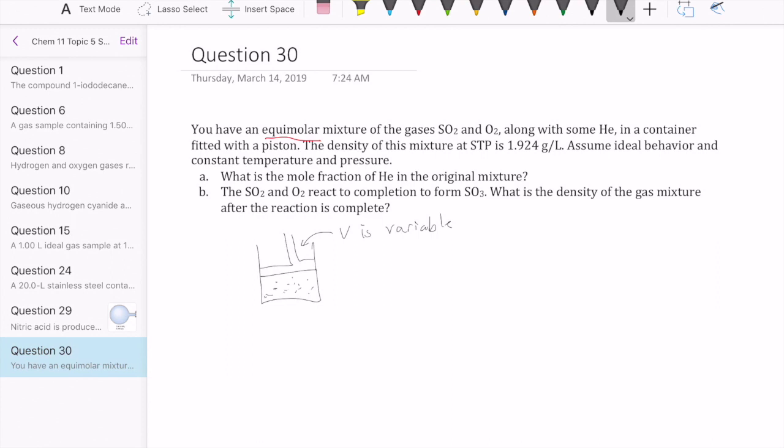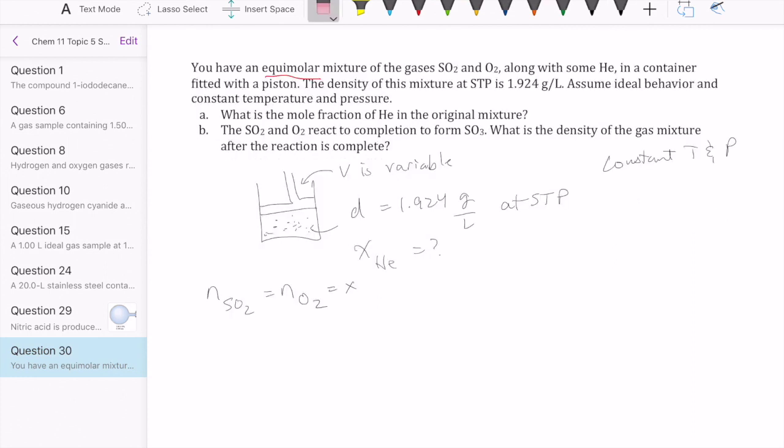With the initial gas mixture, you have a density at STP of 1.924 grams per liter. And the question is, if you assume ideal behavior and constant temperature and pressure, what's the mole fraction of helium in this mixture? So let's answer that first question. The number of moles of SO2 is the same as the number of moles of O2, and we can call this X for now. And then we can say that the number of moles of helium is Y.